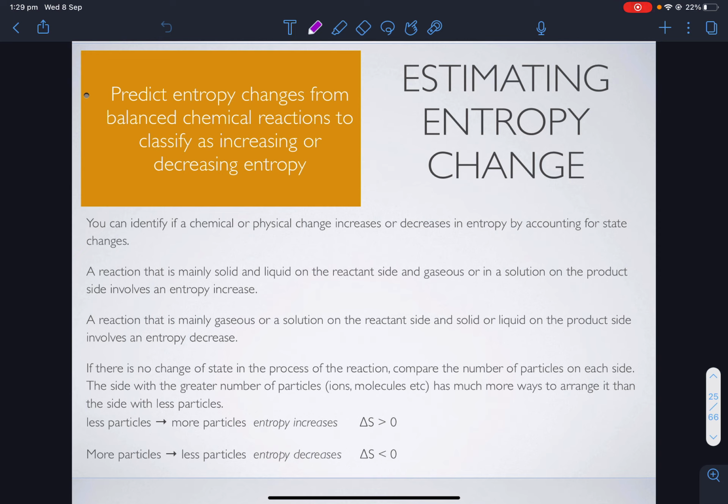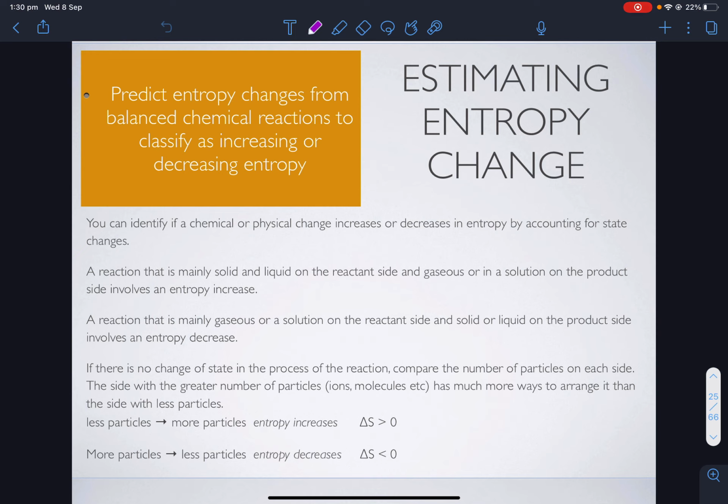You can identify if a chemical or physical change increases or decreases in entropy by accounting for the state changes in that reaction. A reaction that is mainly solid and liquid on the reactant side and gaseous or a solution on the product side involves an entropy increase. A reaction that is mainly gaseous or solution on the reactant side and solid and liquid on the product side involves an entropy decrease. So we're imagining those particle models and the differences in those, and assigning whether the entropy is increased or decreased.